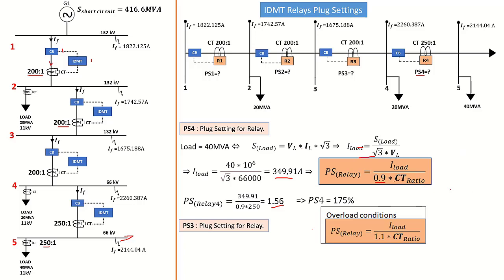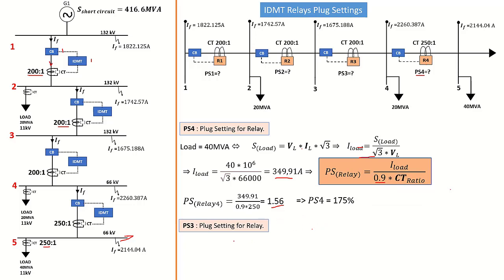Other than that, if you are dealing with normal loads, you just have to stick with the 0.9, which is 90% of the setting current. Okay, now let's carry on here for plug settings for relay 3. Now, plug setting for relay 3, that is this relay here.